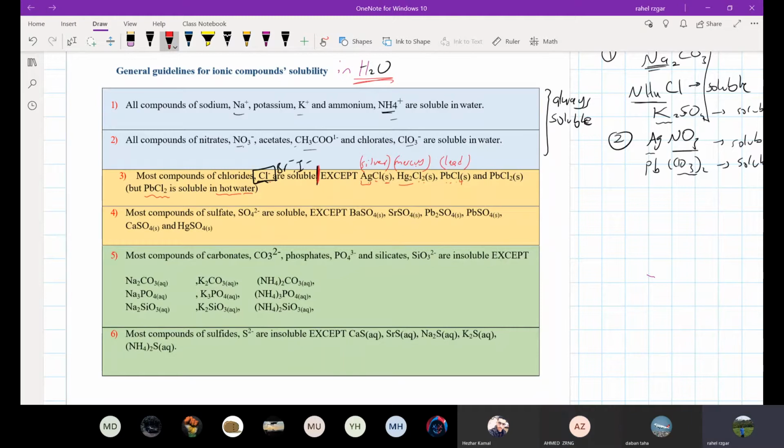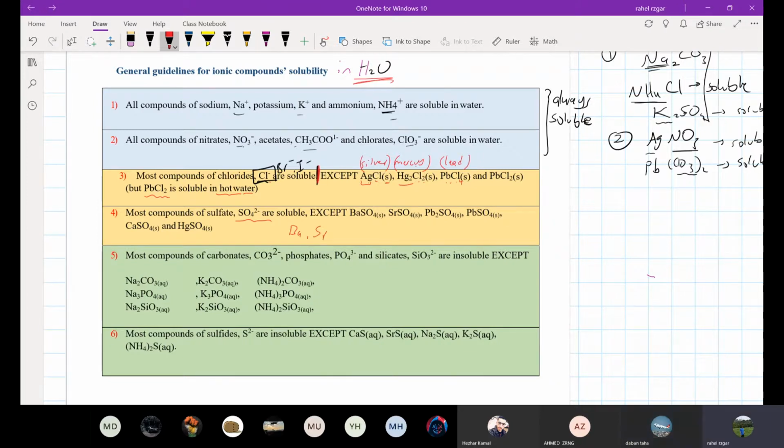All right. The next one is also like Cl. That's why I have separated the 6 rules into 3 different categories, 3 different groups. So number 4 is also the same thing. SO4, sulfates, are generally soluble. Except with what? Except with 5 things. Except with barium, with strontium.